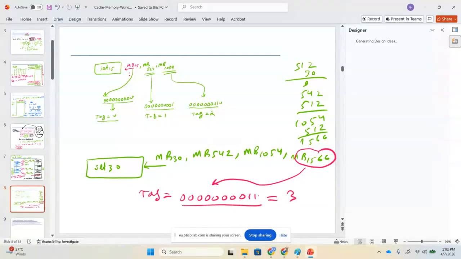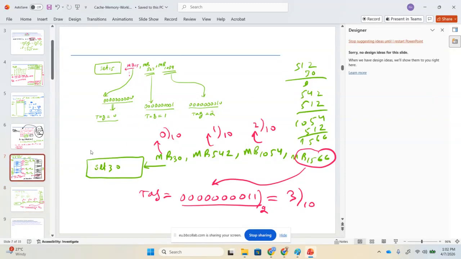Any question? This is in binary and this one is in decimal. Any question? Clear or not clear? So this is actually 0 of 10, this is actually 1 of 10, this is actually 2 of 10. Any question? Got it or not got it?